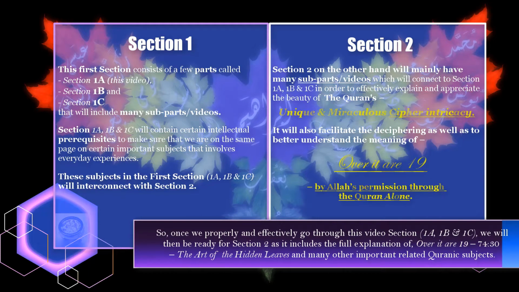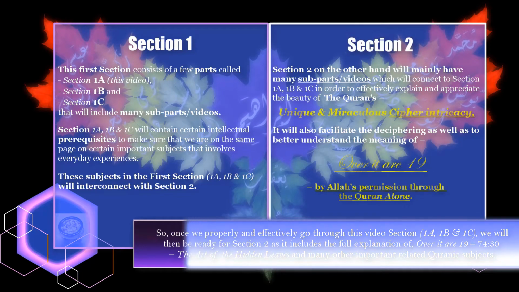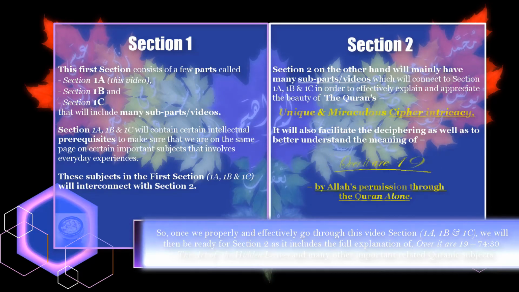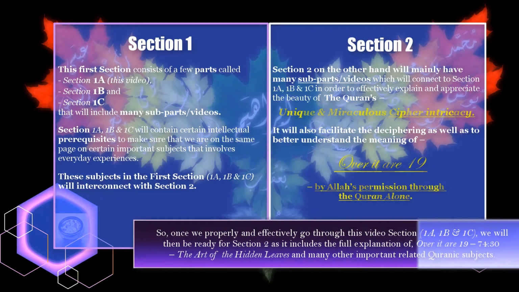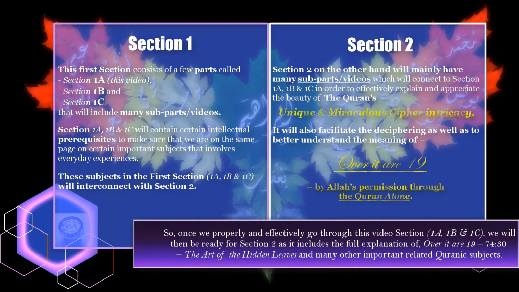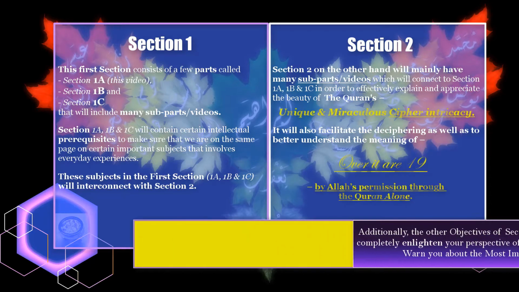So, once we properly and effectively go through this video section 1A, 1B, and 1C, we will then be ready for Section 2, as it includes the full explanation of over it are 19, Surah 74 verse 30, the art of the hidden leaves, and many other important related Quranic subjects. Additionally, the other objectives of this video series are to completely enlighten your perspective of how you currently view the glorious Quran, and to warn you about the most important event that is to come, inshallah.